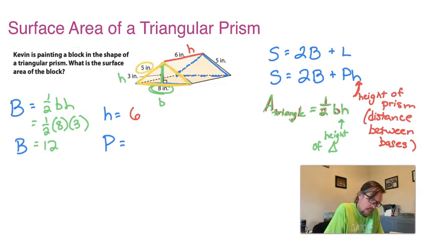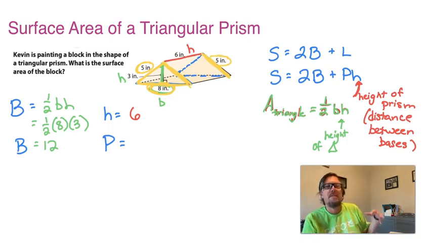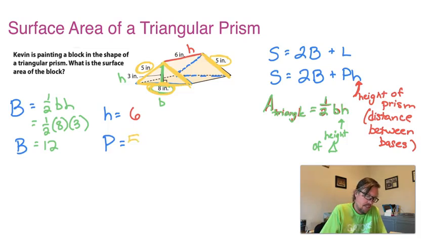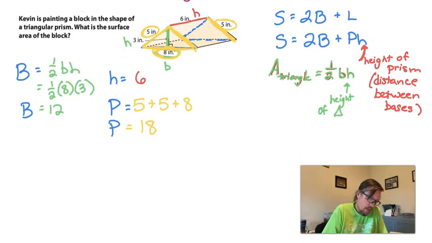So we've got one side is 5, one side is 8, and then what is this third side going to be? Well, it's also 5. How do I know? Because it's the same length as this side back here, which is 5. So the perimeter is going to be 5 plus 5 plus 8. And 5 plus 5 is 10, and 10 plus 8 is 18. So I now know B, H, and P. So I'm ready to use my surface area of a prism formula.